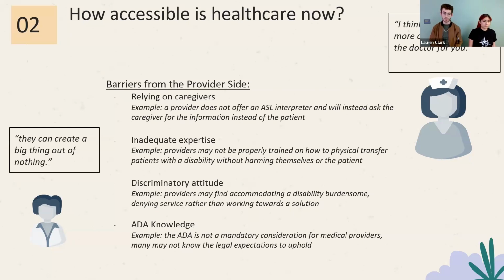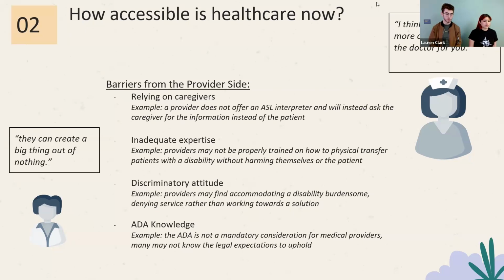One of them was relying on caregivers. This is more in relation to people who require an aid if you're hard of hearing or need an ASL interpreter. A lot of the providers admitted not having that sort of service ready for the people with disabilities and instead rely on the caregivers to provide that service. Another barrier they face is inadequate expertise. The physicians said, for example, that they would not be properly trained to physically transfer patients with a disability without harming themselves or the other patients.